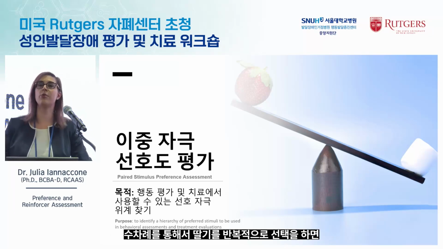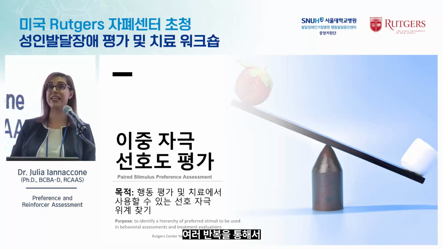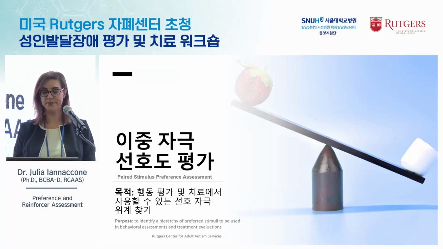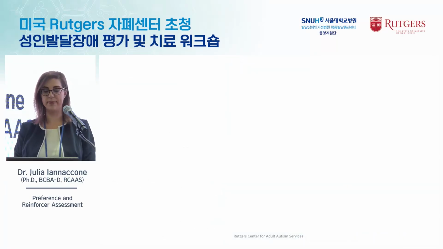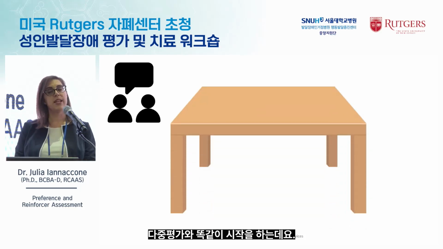So let's say that strawberry comes out as number one. That's because every time it's out, they're picking the strawberry repeatedly. So you have a really good reason for believing that a strawberry is very preferred for this individual. So to start out, same way you would start out with the other one. You only need to ask the caregivers once.